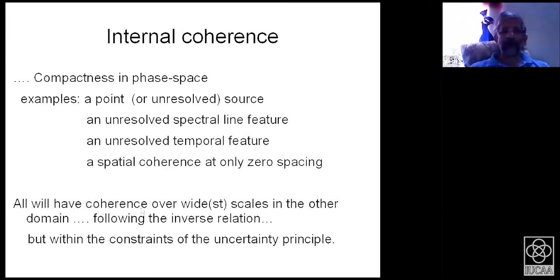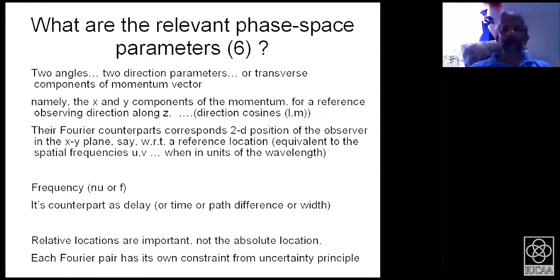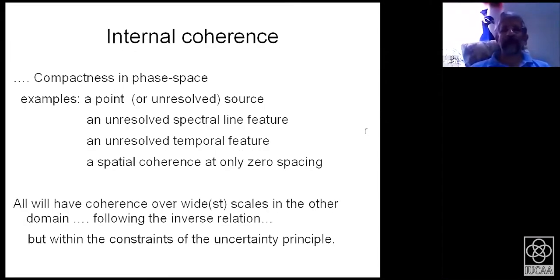As we've been saying, all of these examples will have coherence over the widest scales in the other domain, which we just elaborated on. Of course, that is a result of the inverse relation and within the constraints of the uncertainty principle. So most internal coherent structure is the one that is compact, at least in one of the domains, and so it has coherence scale which is widest in the other domain.